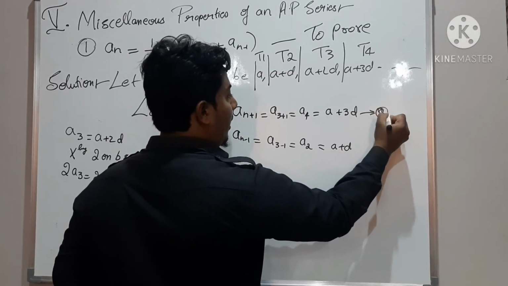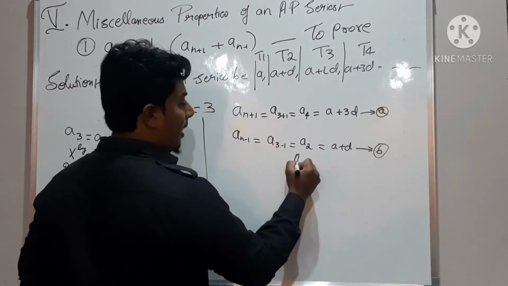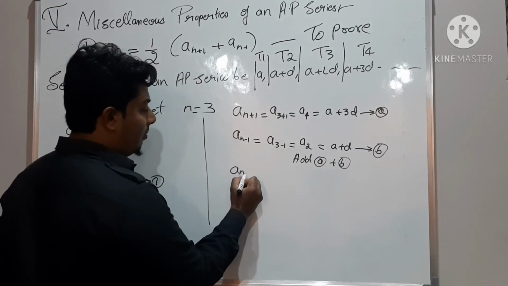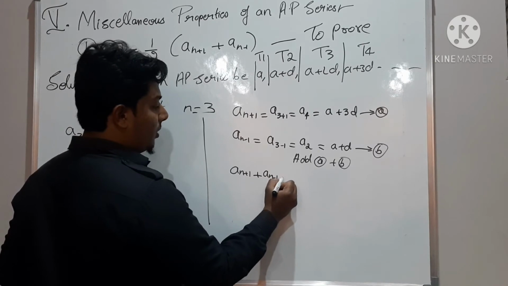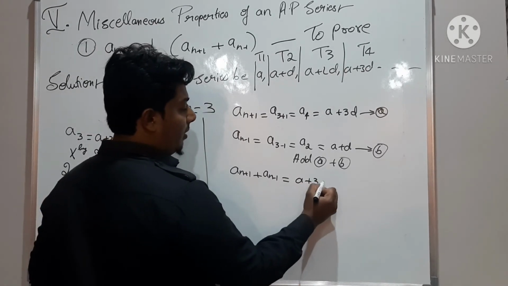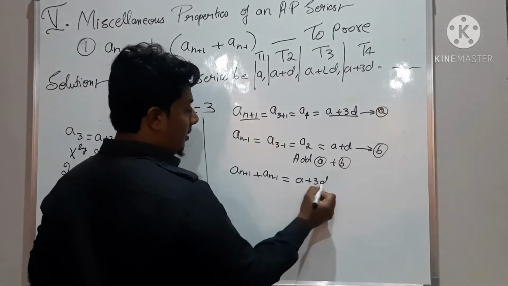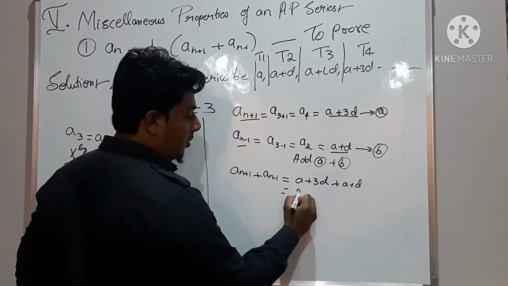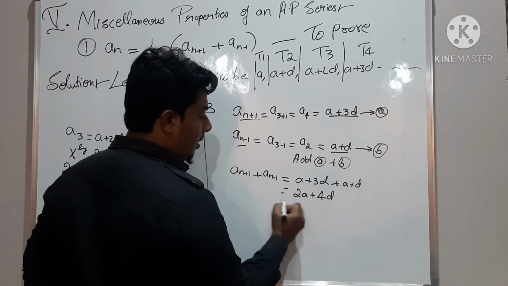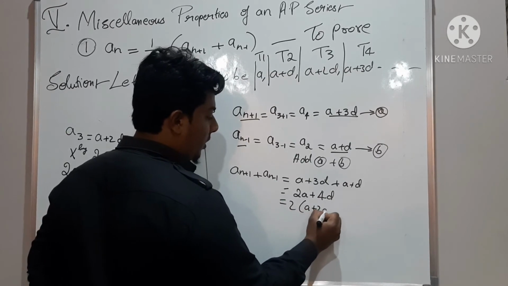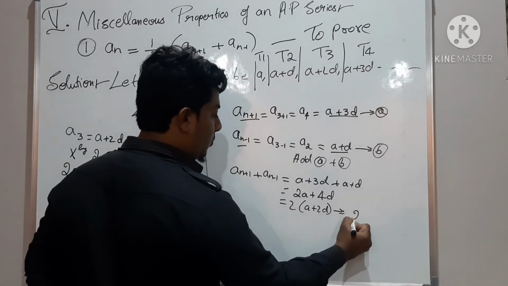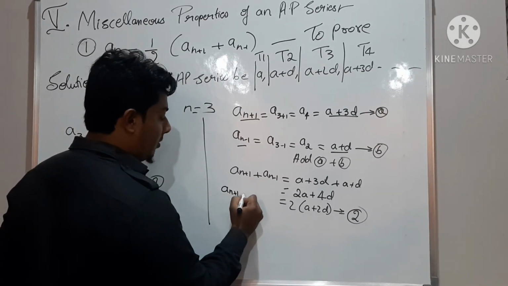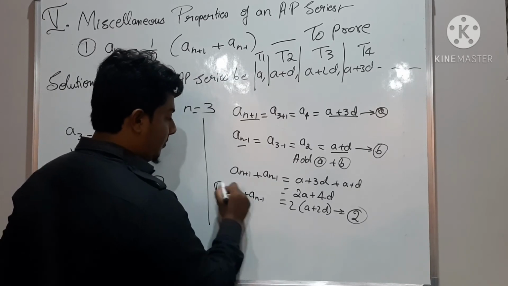Call it equation A and equation B. Add equation A and equation B. We get an plus 1 plus an minus 1 is equal to A plus 3D plus A plus D. We get 2A plus 4D, which is equal to 2 times A plus 2D, which is equation 2. Call this equation 1, this is equation 2, and this is nothing but an plus 1 plus an minus 1.